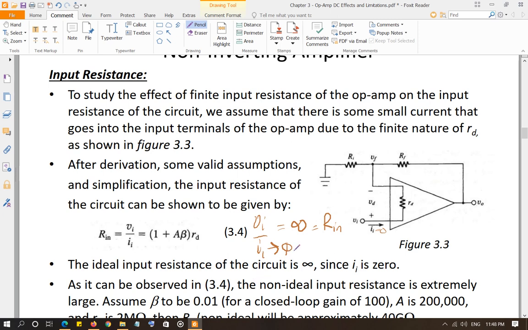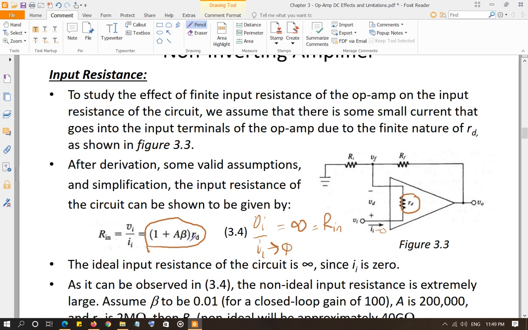non-ideal case, we assume that Rd is not infinity. We still assume that R naught is 0, and we are assuming a very large value of A. So R naught is assumed to be 0, ideal case. So input resistance, again without going into the derivation, under the non-ideal condition is given by this equation, 1 plus A times beta.